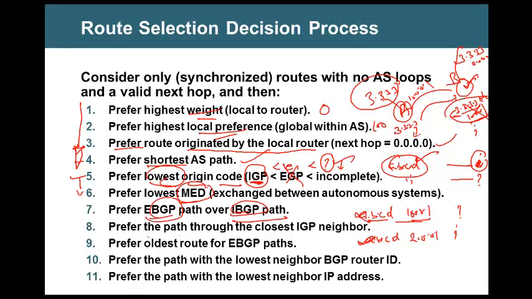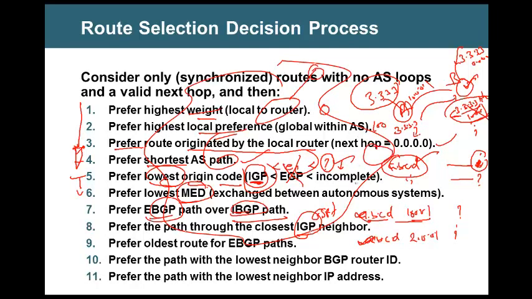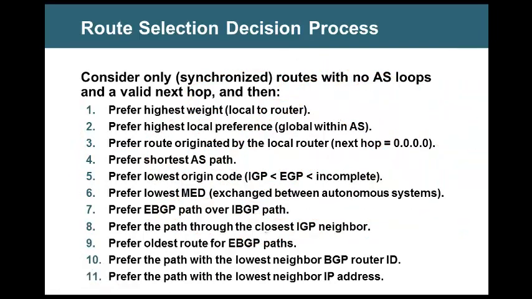If you go to the next one, it prefers the path through the closest IGP neighbor. This is like OSPF. You have a big autonomous system with a lot of routers, and we run OSPF in it. See which one has a lower metric to reach the gateway. Which path, this neighbor path or that neighbor path? Choose the path which has the lower IGP metric, the lowest OSPF metric to reach the neighbor. So that's the meaning here.